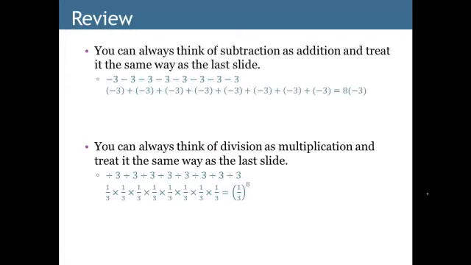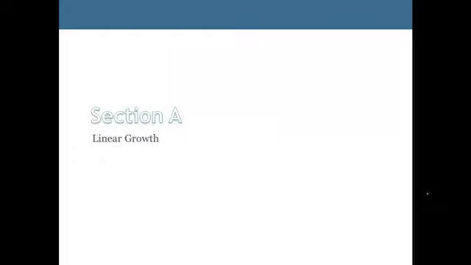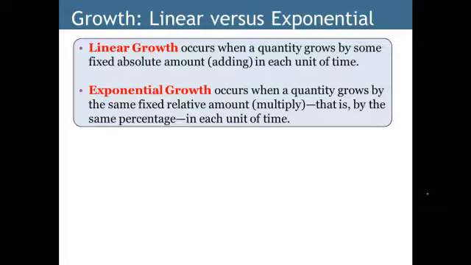You can think of minus 3 minus 3 minus 3 as adding negative 3, 8 times. So that's 8 times negative 3. And dividing by 3, you could think of that as multiplying by a third. They have the same meaning. So dividing by 3, 8 times is 1/3 to the 8th power. So I want to focus on linear growth here, so section A.